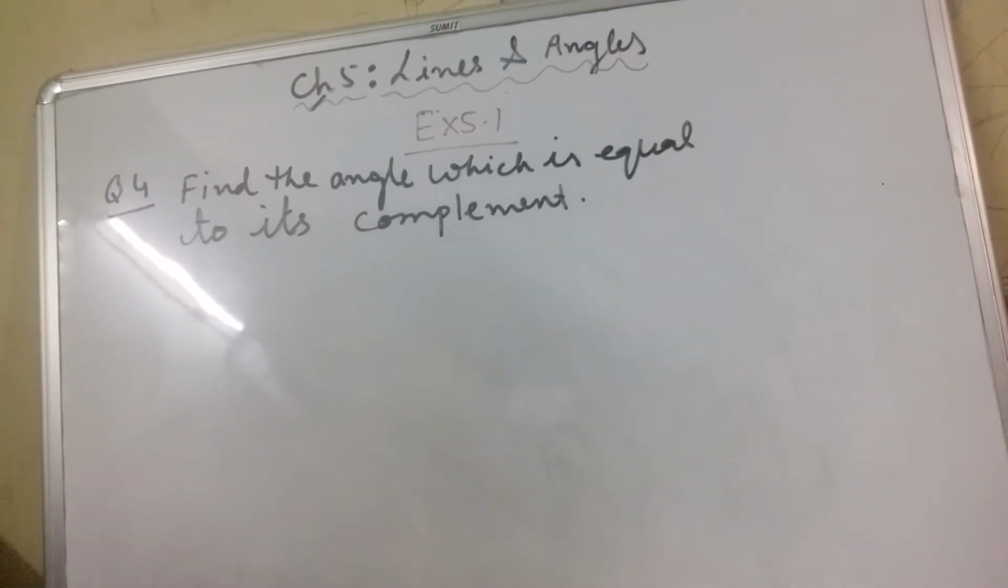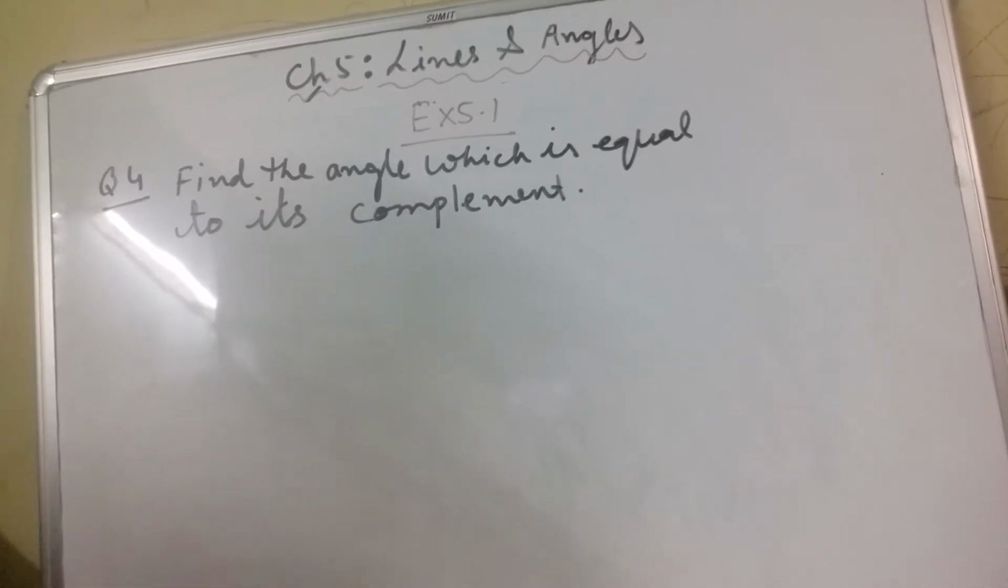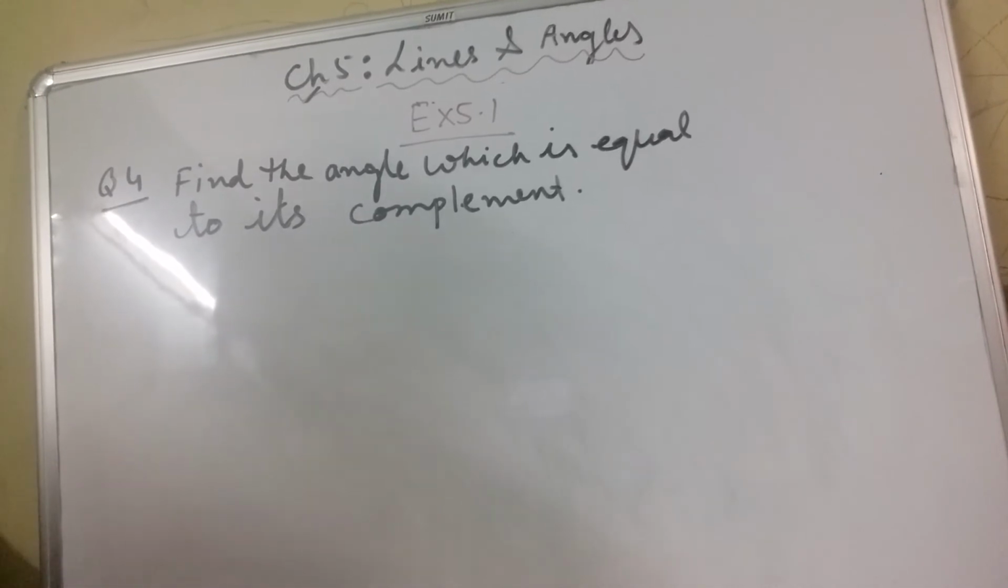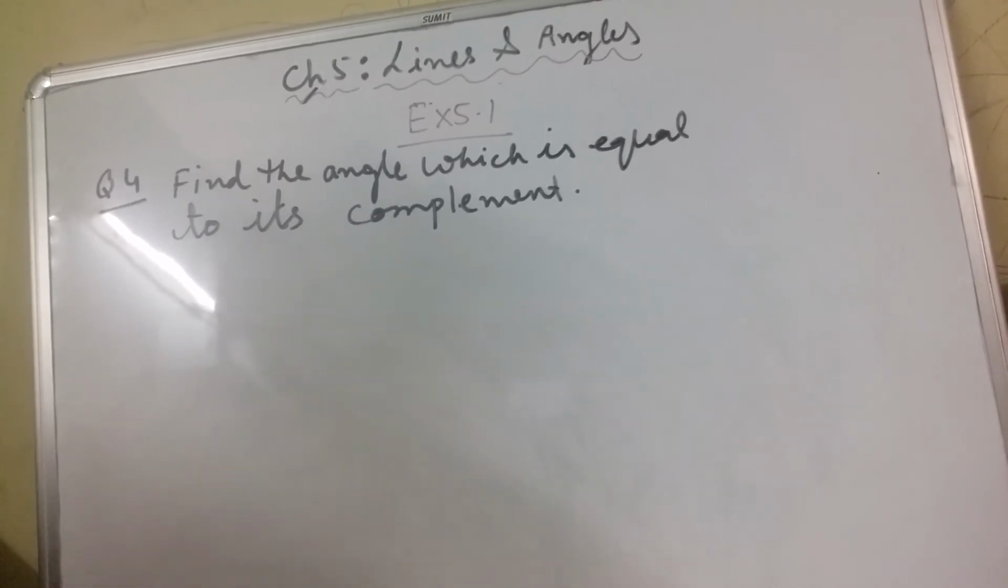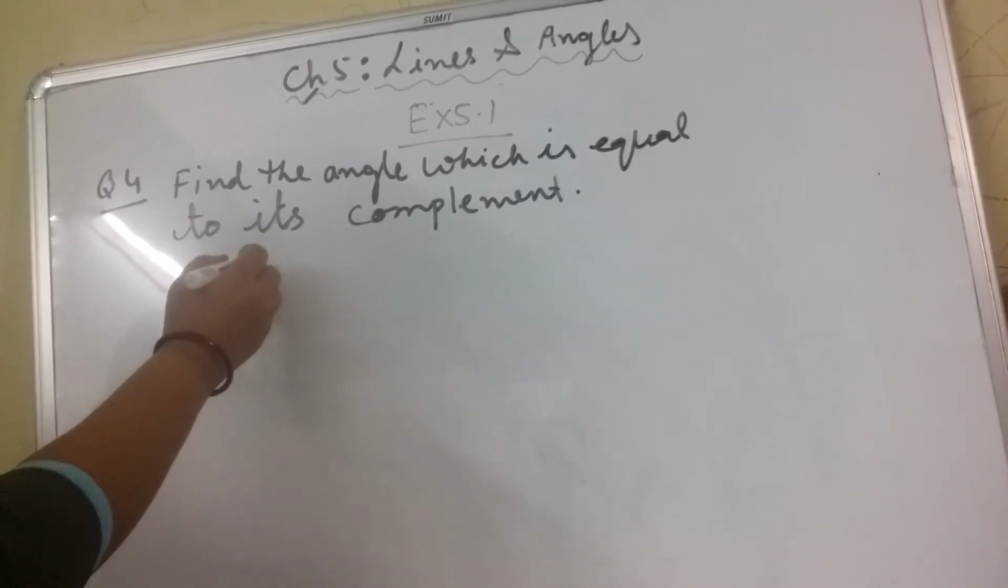Now we will discuss exercise 5.1. We have done questions 1, 2, 3. Now we will discuss question number 4. Find the angle which is equal to its complement. That means you have to find an angle you don't know. Let's take it as x.